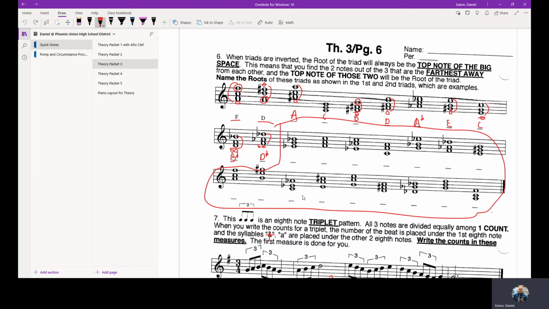This one kind of gives you the same way, but I think it's easier to see it on the staff, because obviously if you're trying to remember the top note of the big space, that's hard to remember. But if you know that I'm just going to move stuff around octave-wise, it's very easy to figure it out from there.